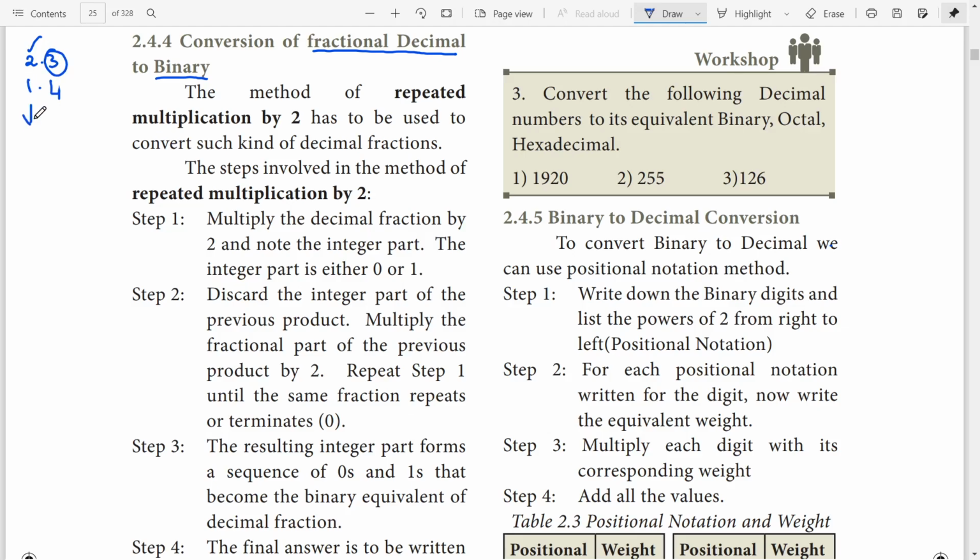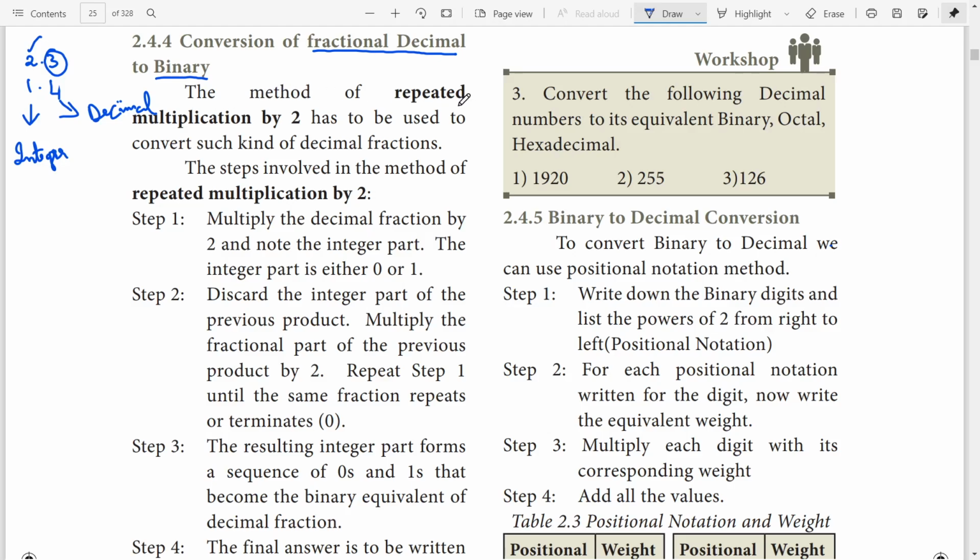So listen, this is the integer part, and this one is the decimal part. After the point it is a decimal, so it is the decimal part. You have to be clear on this. Once you are clear, this conversion is very easy.